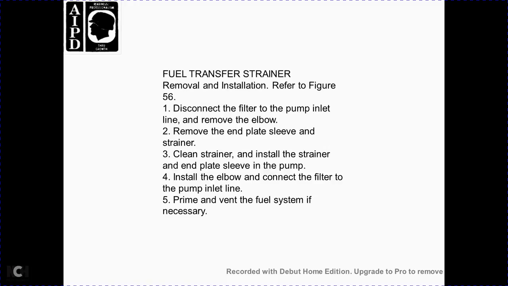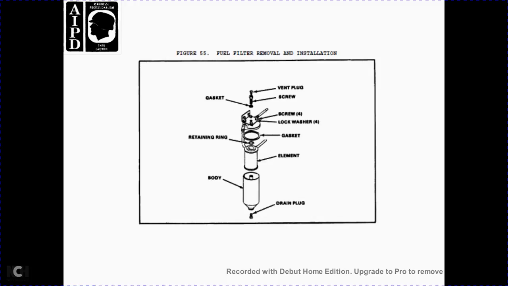Fuel filter, fuel transfer strainer: remove the insulation. Refer to figure 56 and disconnect the fuel filter. Remove the elbow from the pump inlet. Remove the end plate with the sleeve of the strainer. Clean the strainer, then install the strainer, end plate and sleeve on the pump. Install the elbow. Connect the filter to the pump inlet line, and prime and vent the fuel system if necessary.